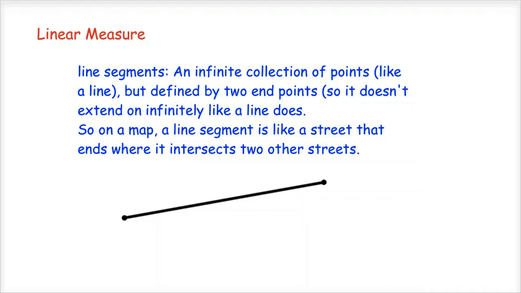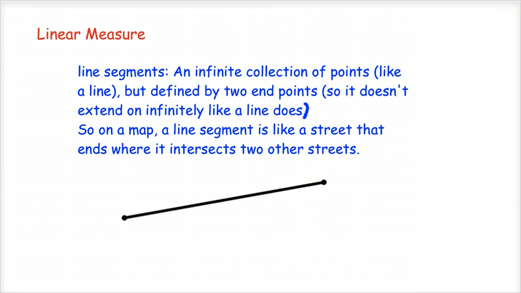In our last video, we talked about lines, but line segments are a little bit different. There's still an infinite collection of points, like a line. So technically, on this line segment, between these two endpoints, there's an infinite number of points filling it in. But a line segment is defined by its two endpoints. That means it doesn't go on infinitely like a line does. Okay, so instead of a line extending on forever, forgot a parenthesis there.